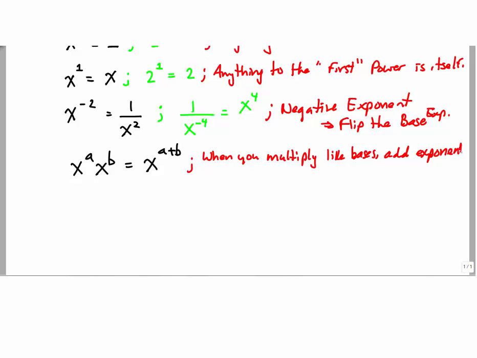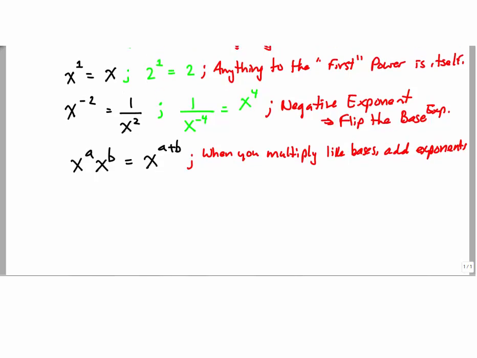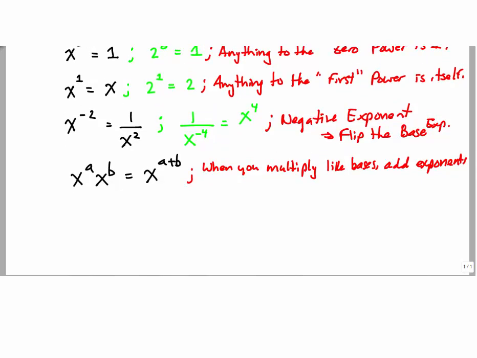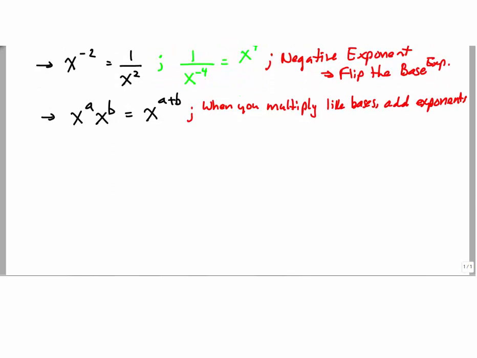Now there's actually a really good reason for this. It's not just something somebody made up. So let's go ahead and look at why this happens. If we were to put some actual numbers in here, let's say x cubed times x to the fourth. We know x cubed means to take x and write it by itself 3 times.